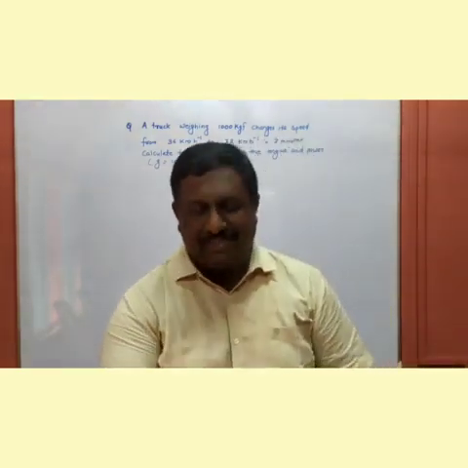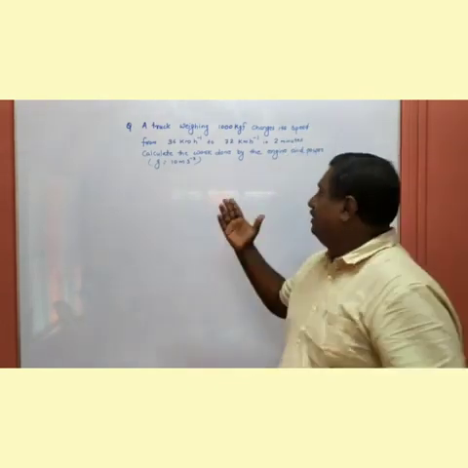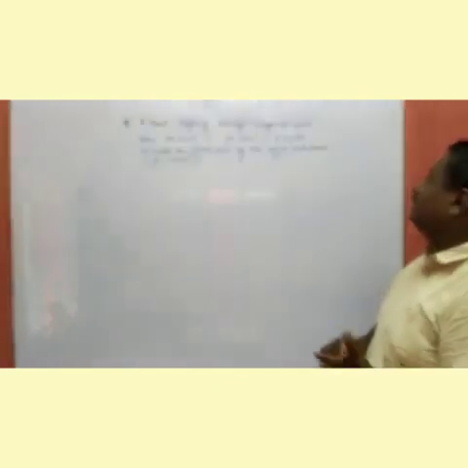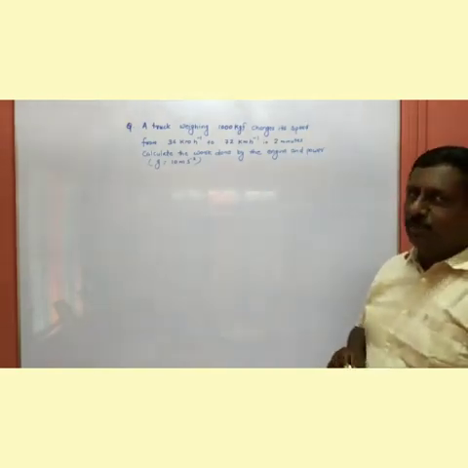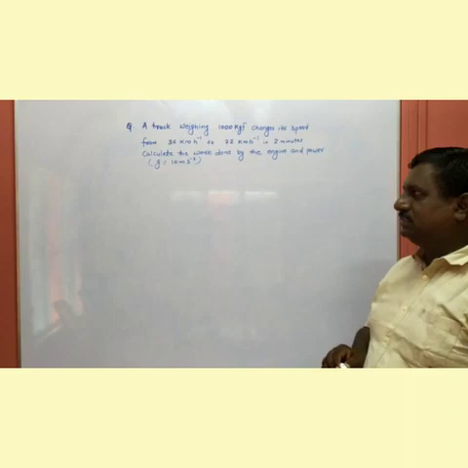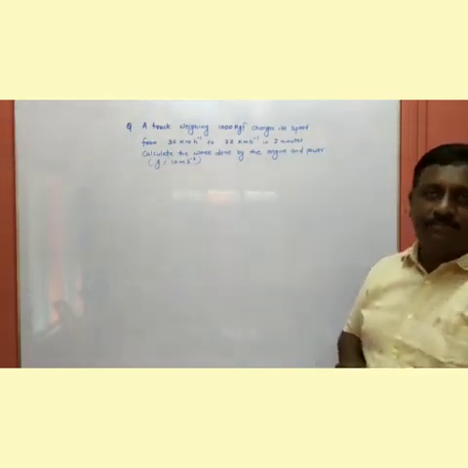Please listen, another numerical. A truck weighing 1000 kg changes its speed from 36 km per hour to 72 km per hour in 2 minutes. Calculate the work done by the engine and the power.